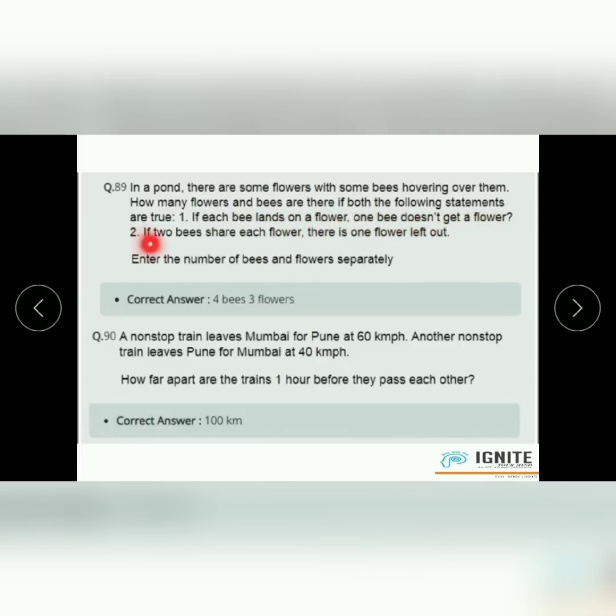And statement 2, if 2 bees share each flower, there is 1 flower left out. Enter the number of bees and flowers separately. Answer is 4 bees and 3 flowers.